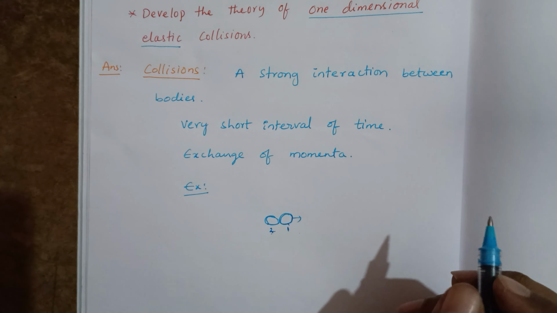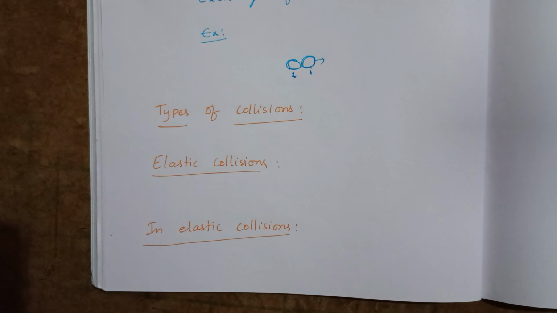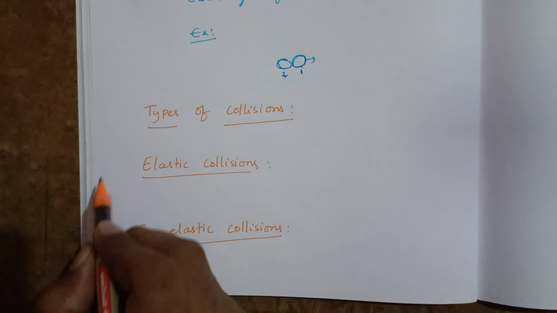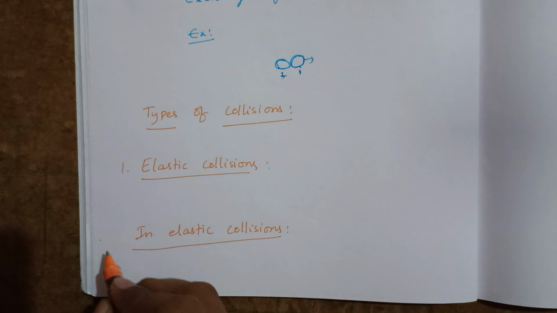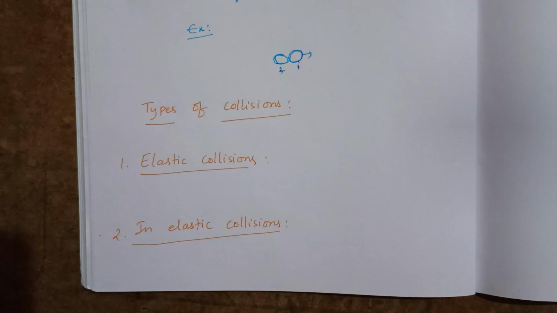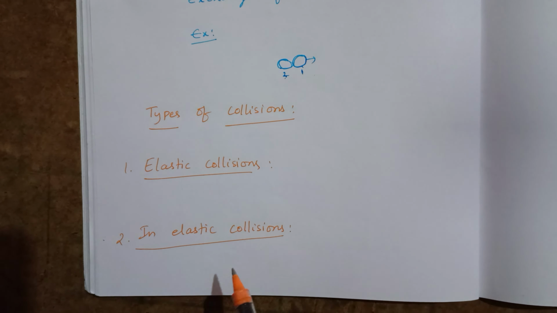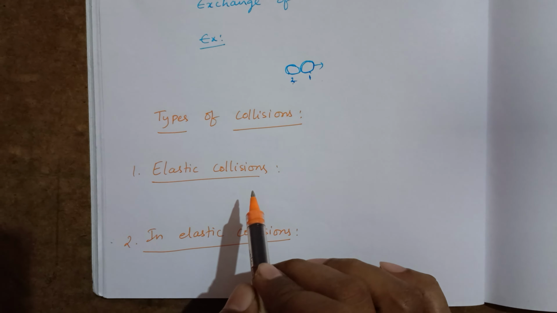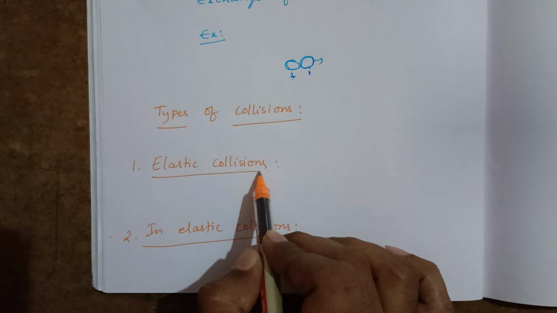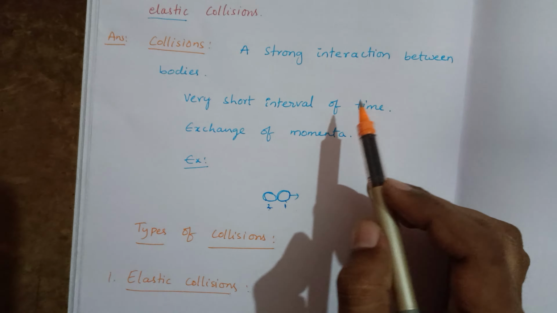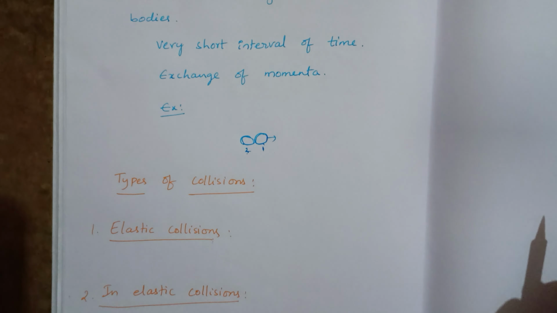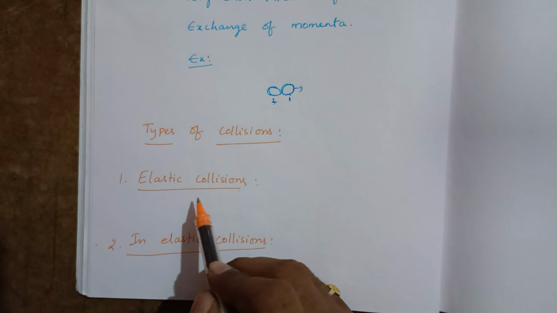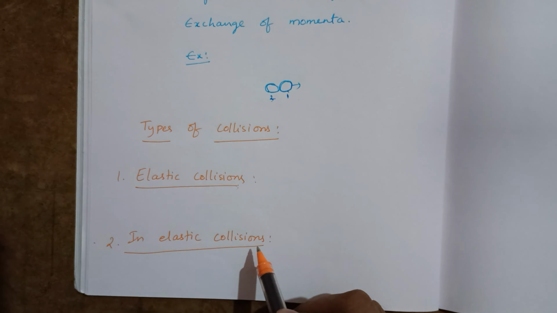Now, types of collisions. There are two types of collisions. The first one is elastic collision, and the second one is inelastic collision. Collision means strong interaction between two bodies, exchanging their momentum, and it takes place in a very short time. Collisions are divided into two types: elastic collisions and inelastic collisions.